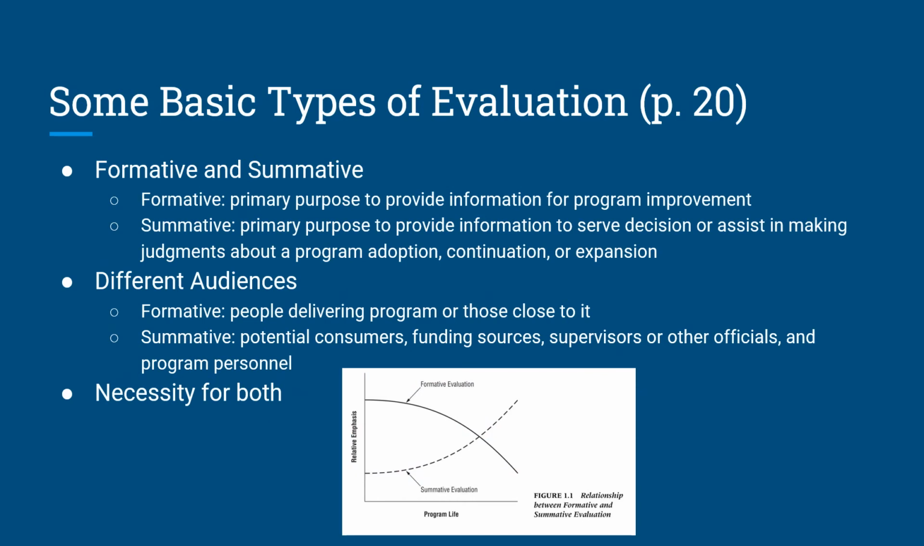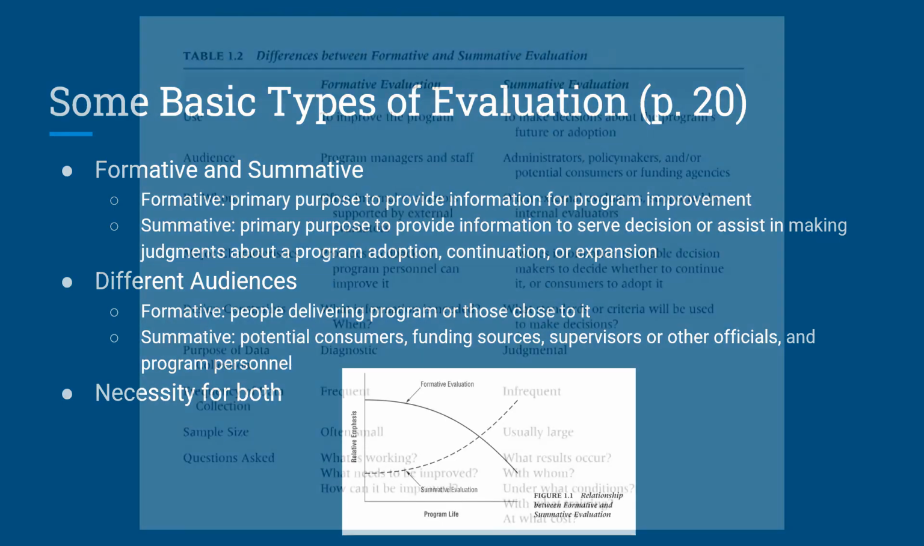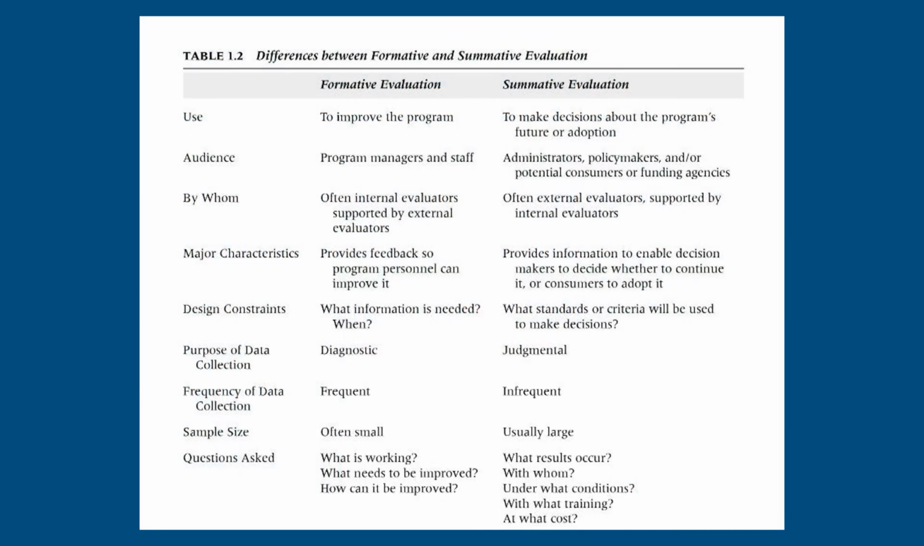The text also moved into some basic types of evaluation on page 20. They talked about formative versus summative. They talked about the different audiences within formative and summative. And then they also went into talking about the necessity of both, specifically when they went into the figure that delineates that overlapping of both those different types of evaluation. Again, here it kind of breaks it up a little bit more specifically, and then you guys can all read through that on your own time if you'd like.